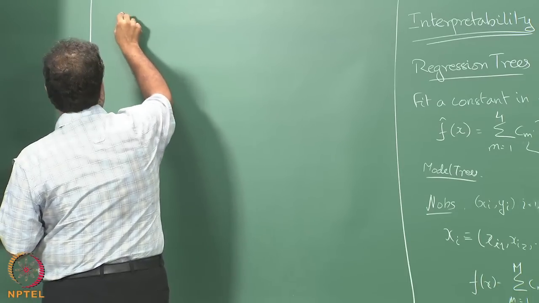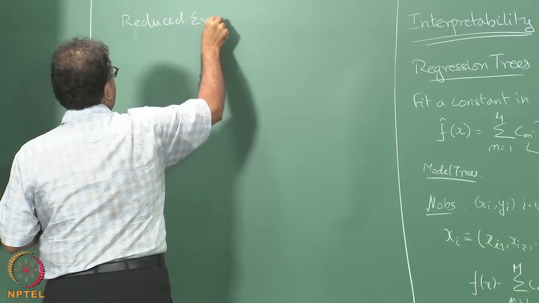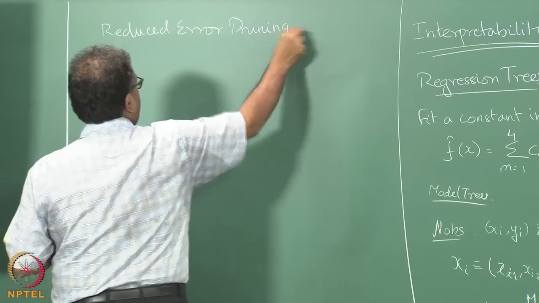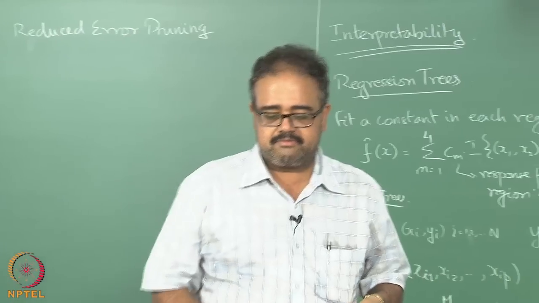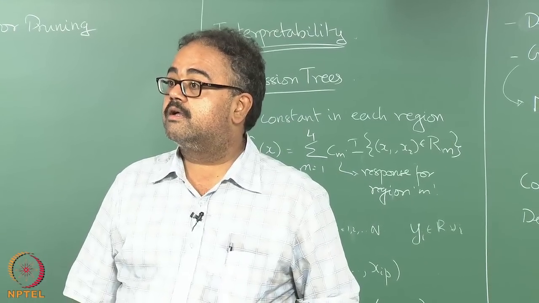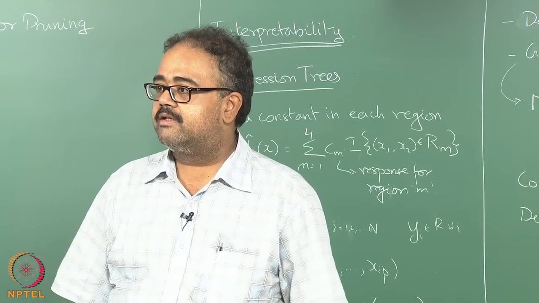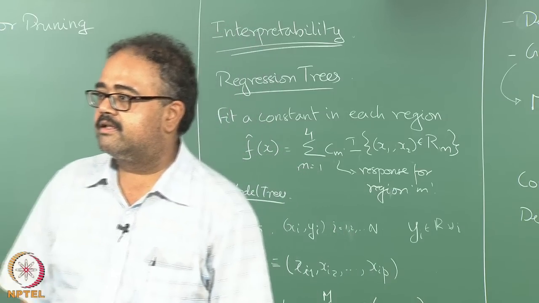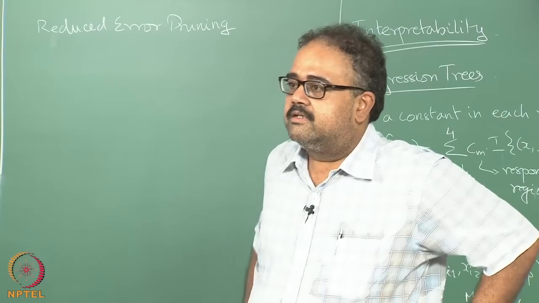So there are two ways of doing it. The first one is called reduced error pruning. Okay, it's rather simple. When we say leaf size is small, there are many leaves. Each leaf, the largest leaf is smaller than the threshold I set. So every leaf should be less than that size.